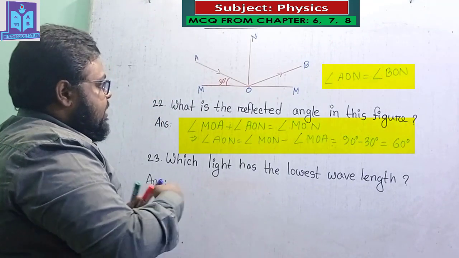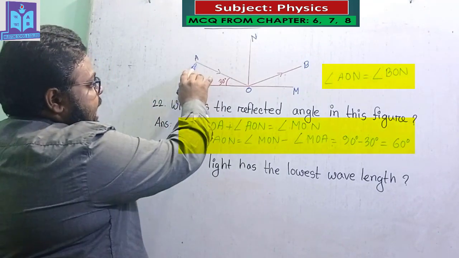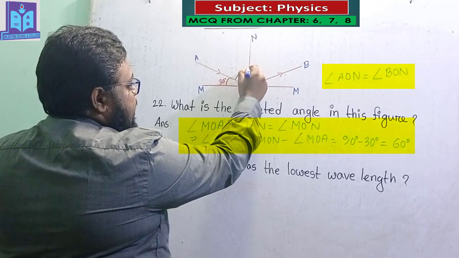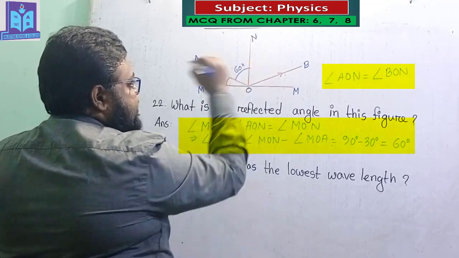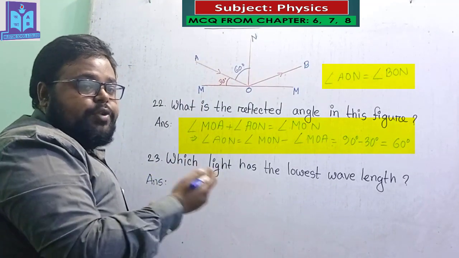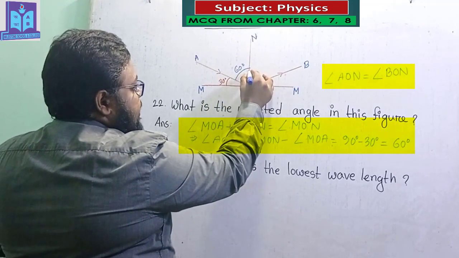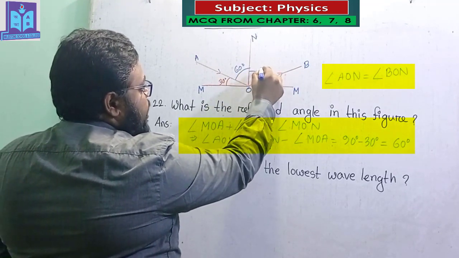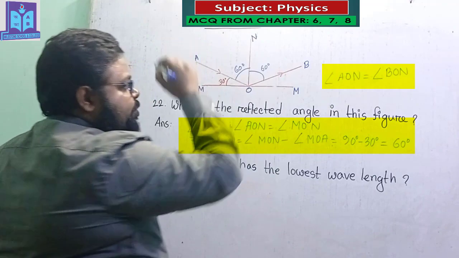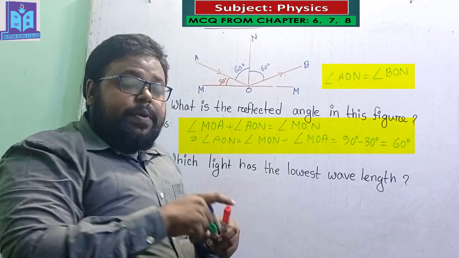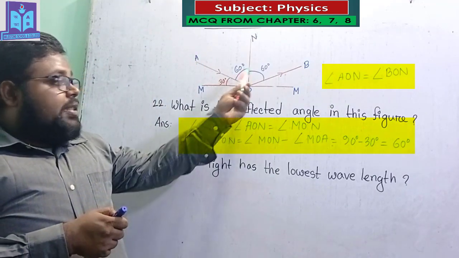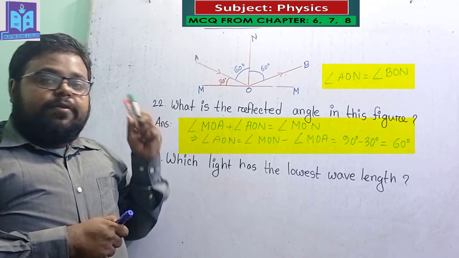That means the angle AON, that means the incident angle, is 60 degrees, and according to the law of reflection, the reflected angle will also be 60 degrees. I hope you understand how you can find the reflected angle from this figure.